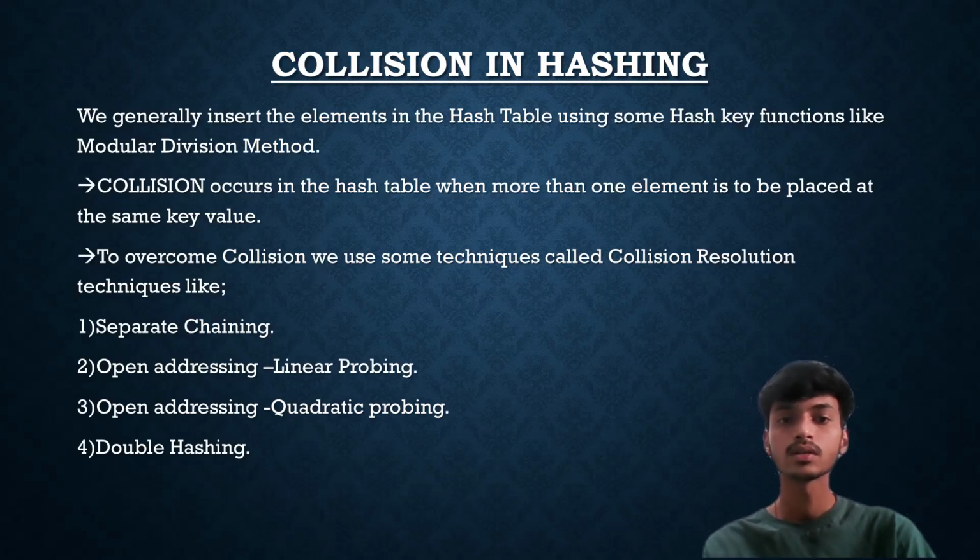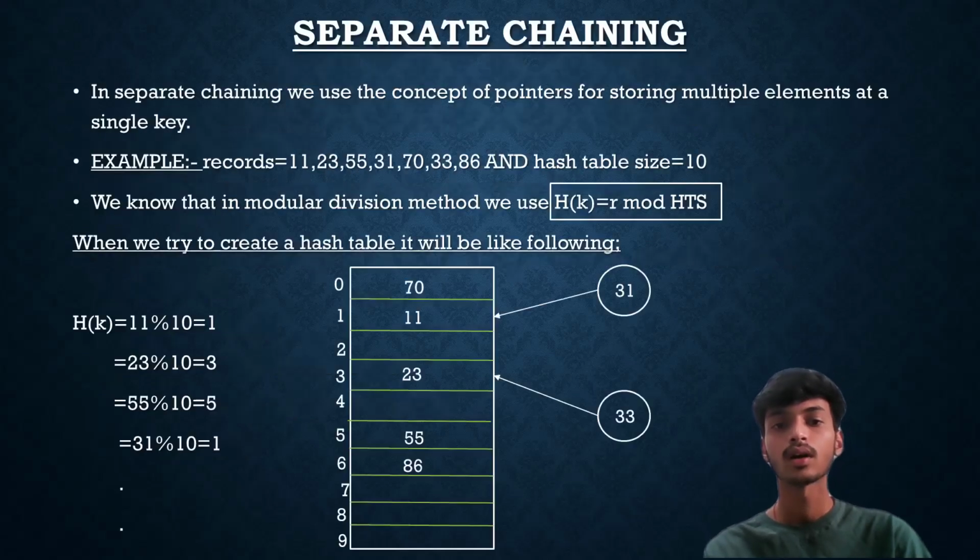To overcome collision, we use techniques called collision resolution techniques, like separate chaining, open addressing linear probing, open addressing quadratic probing, and double hashing. Today we are going to discuss separate chaining and open addressing linear probing. Let us see what is separate chaining. In separate chaining, we use the concept of pointers for storing multiple elements at a single key. Let us understand this by using an example.